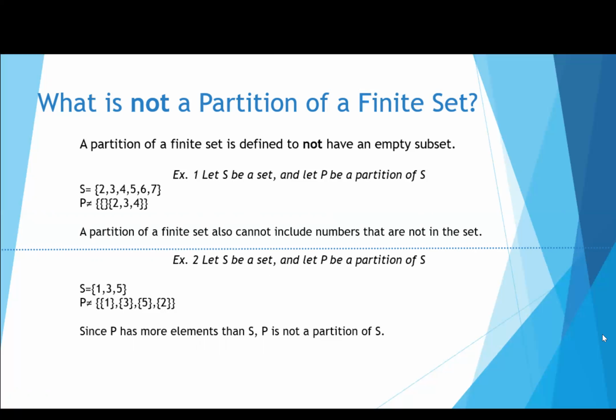For example, let S be the set containing 1, 3, and 5, and P be the set containing 1, 3, 5, and 2. Here the element 2 is not in the set S, therefore P is not a partition of S, since P cannot have more elements than S.